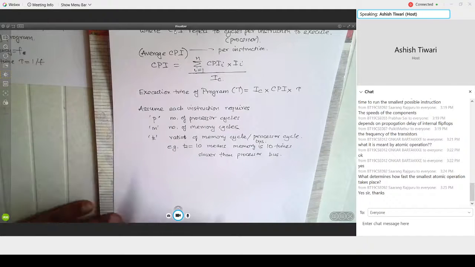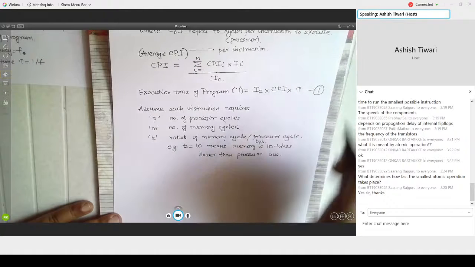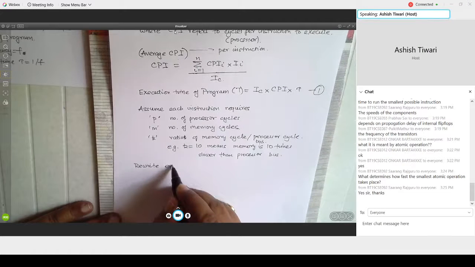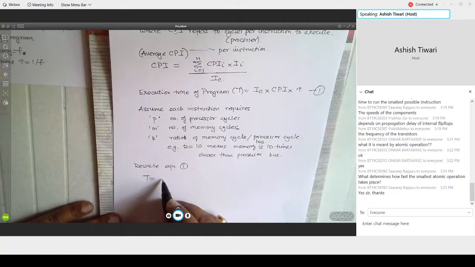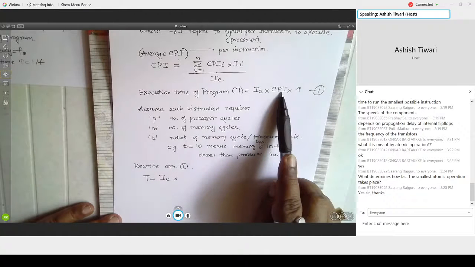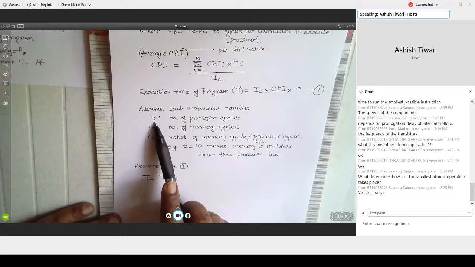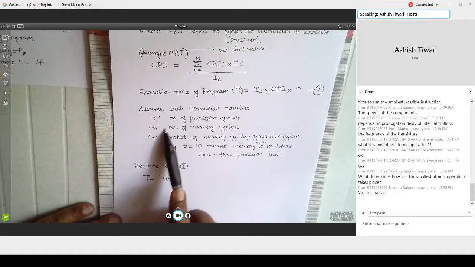Right. So if I know this, I can take equation number 1 and rewrite it. T equals IC into CPI into tau. And if you observe, this cycles per instruction was referring to processor cycles, so this is quantified in terms of processor cycles. But now what I'm trying to say is that an average instruction has P number of processor cycles and M number of memory cycles.